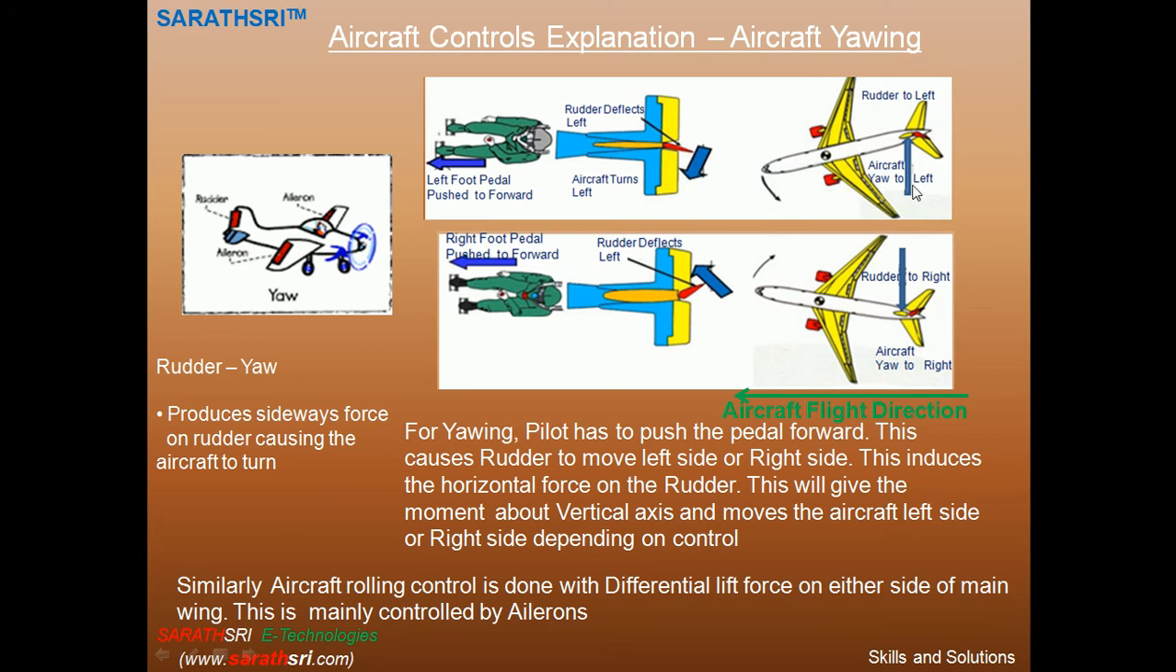In the opposite direction, that will create a moment about the center of gravity, a counterclockwise moment about the vertical axis. So that will turn the aircraft to the left. But in case of moving to the right side, the right pedal has to be operated.